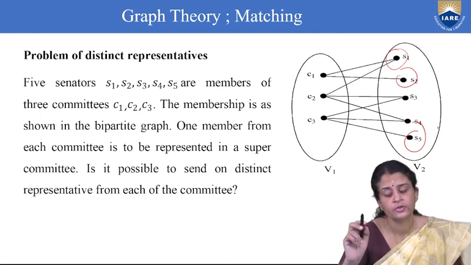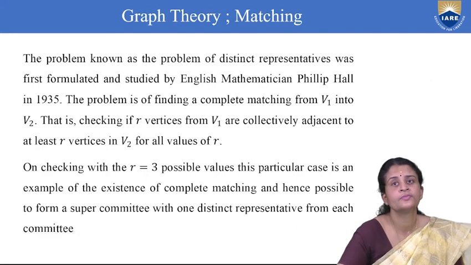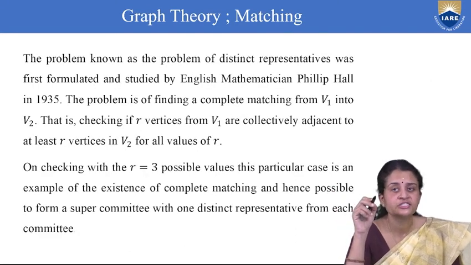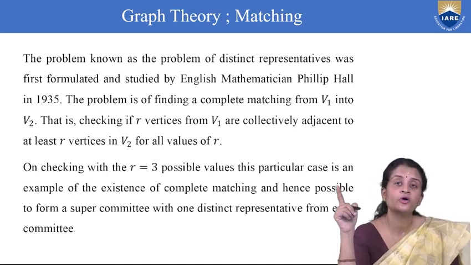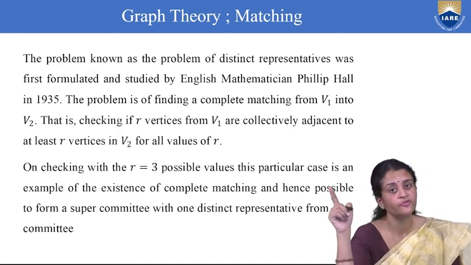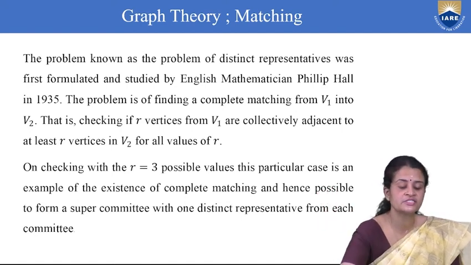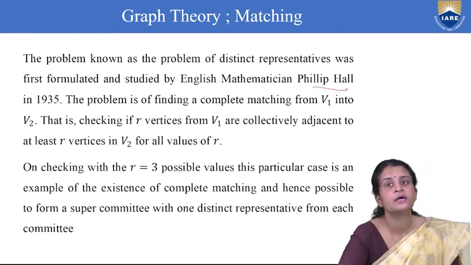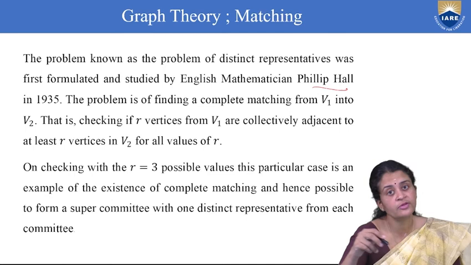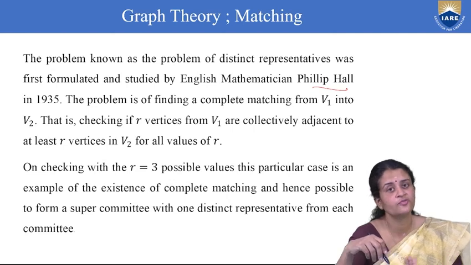Okay. This is a case. So, the problem of distinct representatives, this problem is known as the problem of distinct representatives. It was first formulated and studied by the English mathematician Philip Hall in 1935. The problem is of finding a complete matching of V1 to V2. And here it is possible. And in this case, it's a case of complete matching.